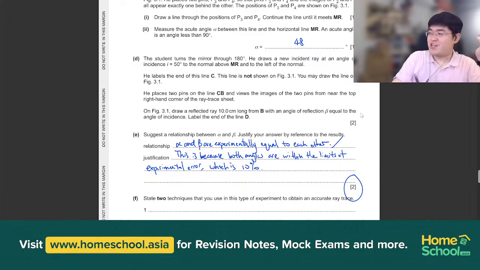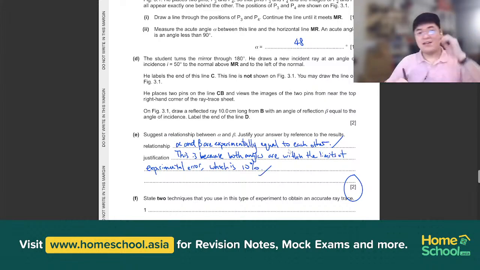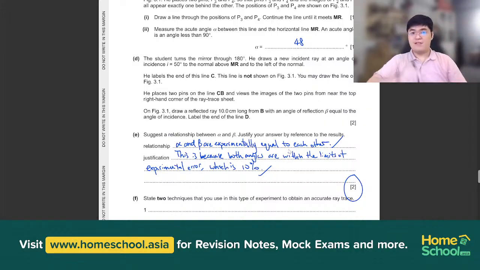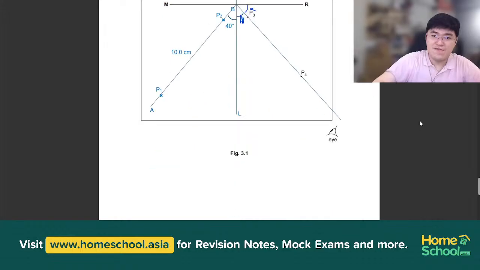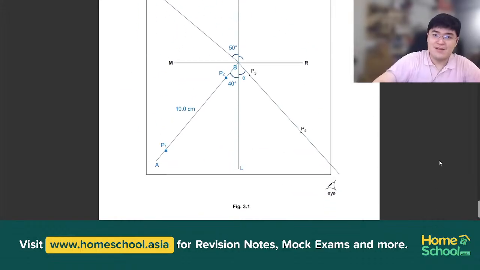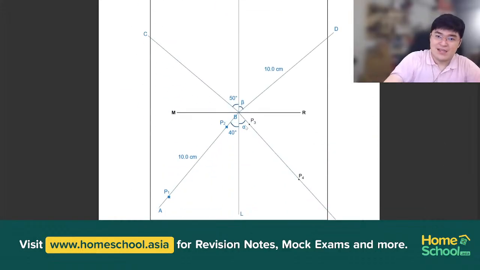One is the relationship. You just need to write something that is sensible. And number 2, you need to justify your relationship and your justification. And of course, when you finish drawing everything over here, you should get something like this. This should be alpha instead. Sorry for the error, I will redo this for you guys.